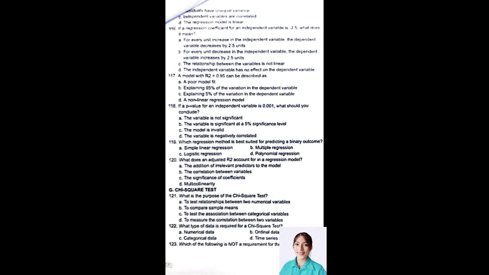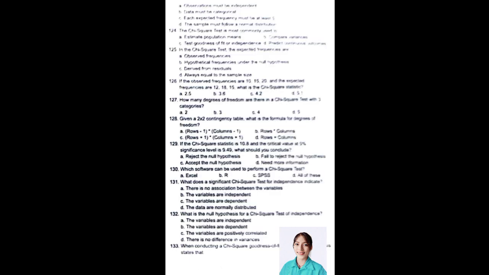Then we have 122 rather, what type of data is required for a chi-square test? So the data must be categorical. So that's in option C. Then we have, if the chi-square statistic is 10.8 and the critical value at 5% significance level is 9.49, what should you conclude? So you should reject the null hypothesis. So that's in option A.